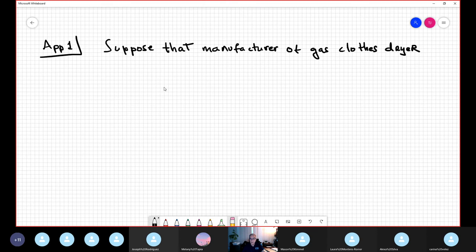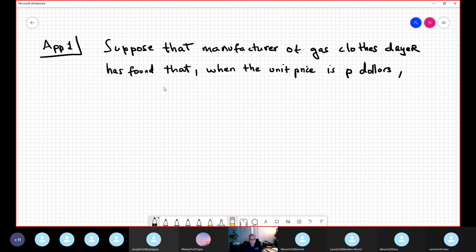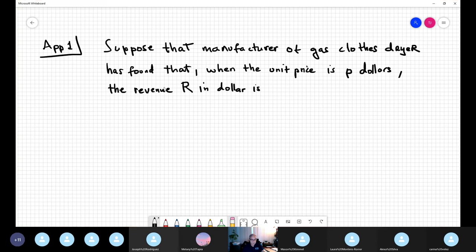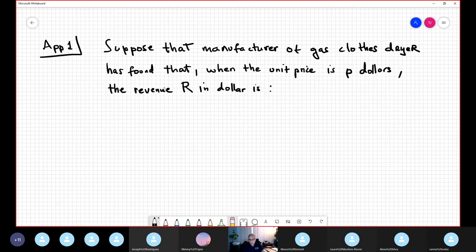Suppose that the manufacturer of gas clothes dryers has found that when the unit price is P dollars, then the revenue R, in dollars, is given by this formula: R of P is equal to negative 4P squared plus 4,000P.